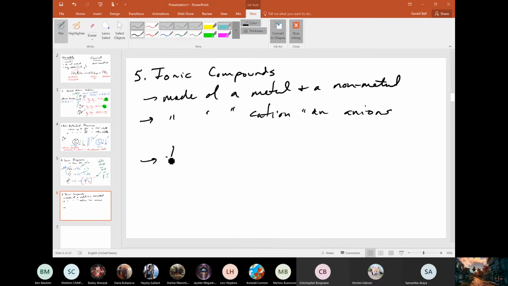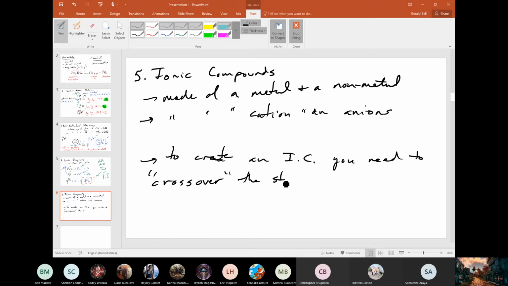So let's say this. To create an ionic compound, you need to cross over the stable charges. So let's see here. We had calcium from the previous slide, and we determined that it had a stable charge of +2. We had fluorine here, and it had a stable charge of -1.